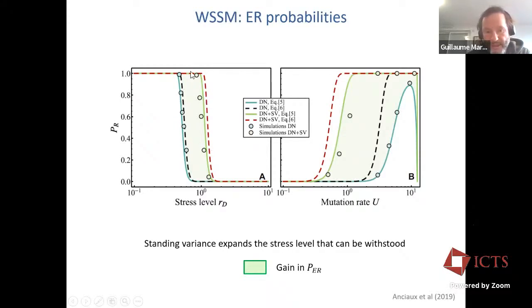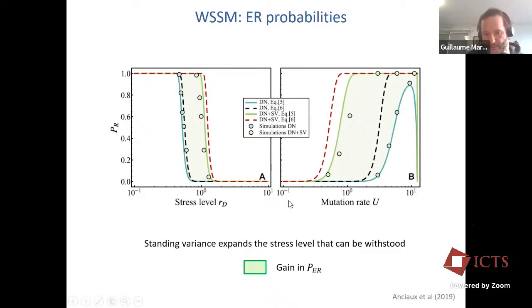And also putting in standing variance, which you can do analytically, just shifts the probability of rescue. Again, same as the previous model. Standing variance just increases the range of environments to which you may adapt, to which you may survive. But the shape is the same in log scale.